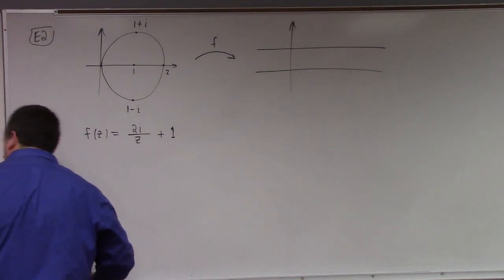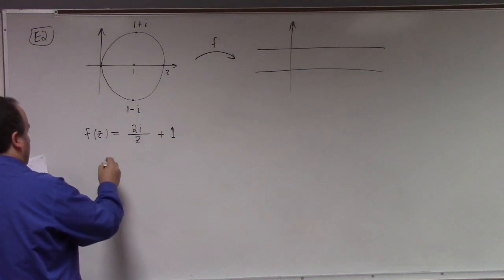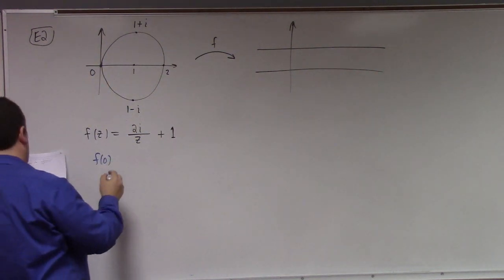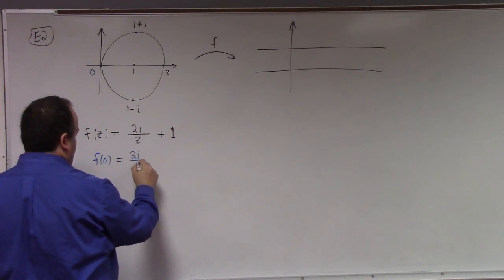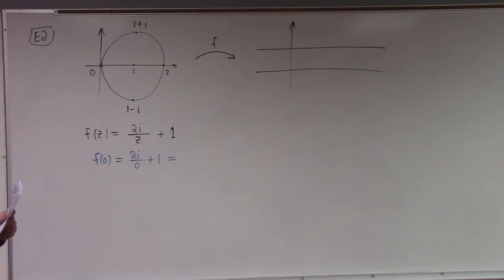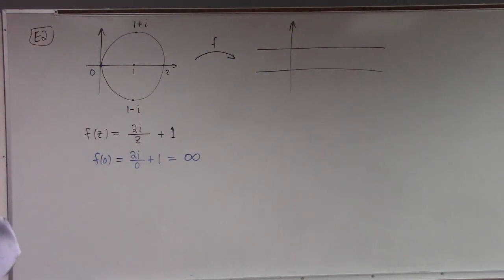Where does F of 0 map? So this is 0, and that's 2i over 0 plus 1, also known as, come on, you can say it, it's safe here, undefined? No, no, no. This is where you're allowed to say equals infinity. I don't require any limit or anything. It's just equals infinity. Not infinity i, just infinity. There's only one infinity.